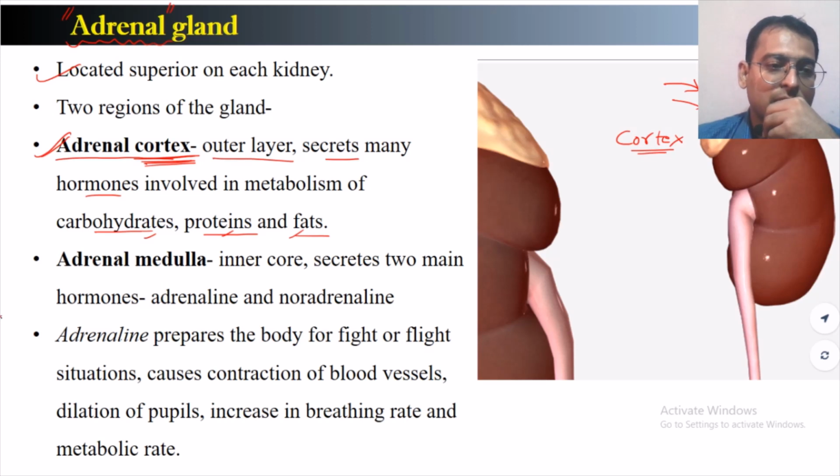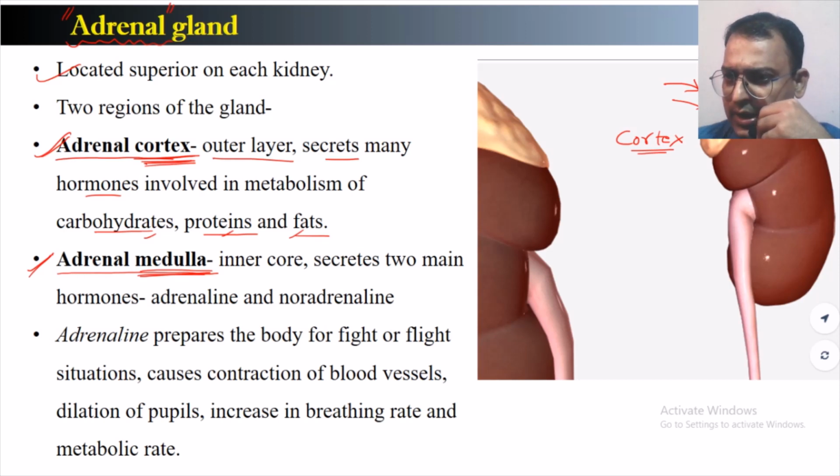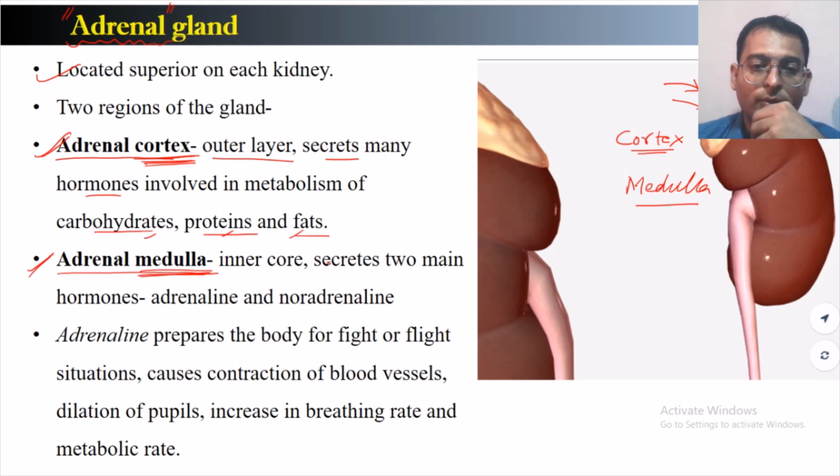The other part of the adrenal gland is the adrenal medulla. That means inside, if you remove the top layer, what you get is the medulla. So the medulla is the inner core. It secretes two main hormones. What are they? Adrenaline and noradrenaline. Very important. What is the function of adrenaline?